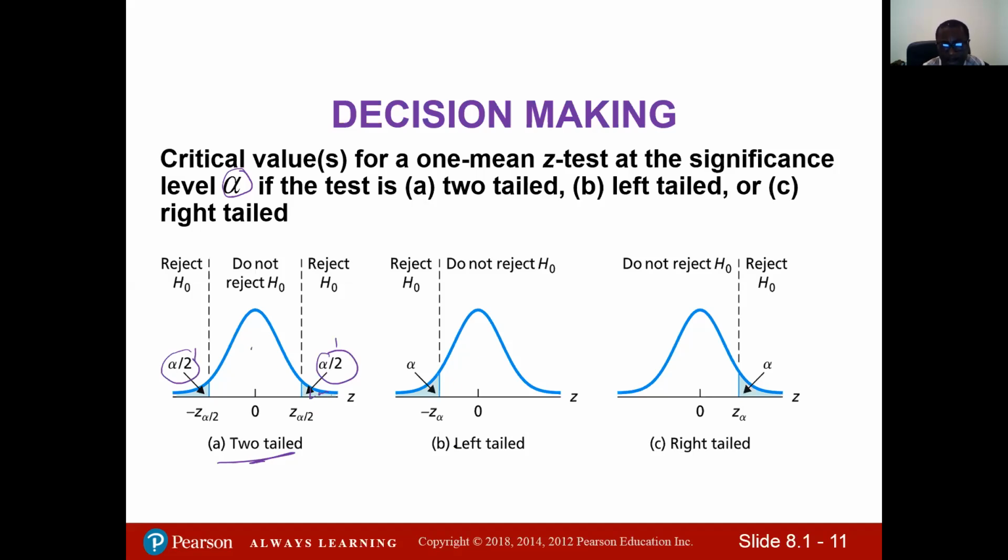For a left tail, your alpha, you don't divide by 2, or right tail, you don't divide by 2. It's just alpha. So if your test statistic falls, or your p-value is in what? In the rejection region, then we do what? Reject the null hypothesis. Okay, the same for a right tail. All right.